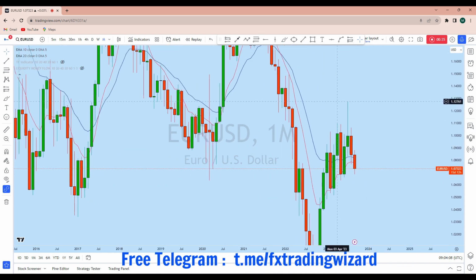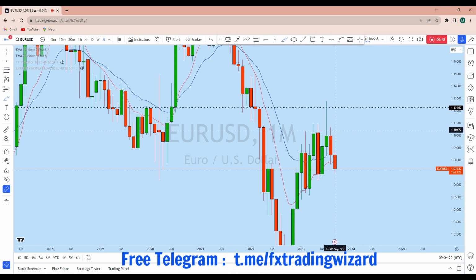As you can see on the monthly, there is a long wick candle in that area. Now this is the monthly long wick candle that has been rejected from this monthly important support, which is turning resistance here. And from that zone previous months, we have seen that euro dollar has formed this long bearish candle.